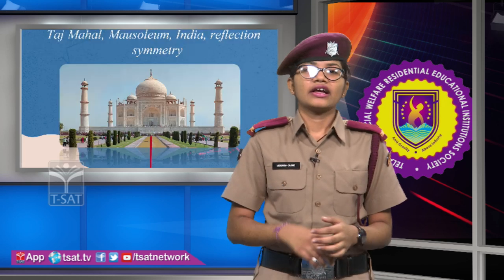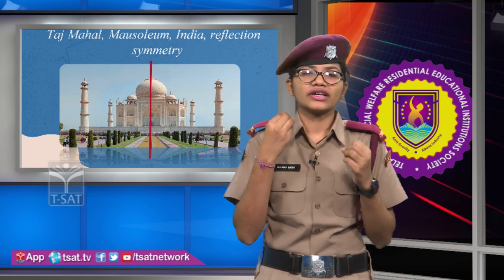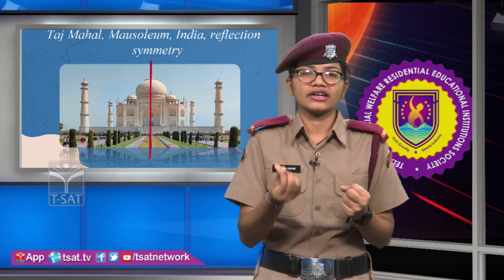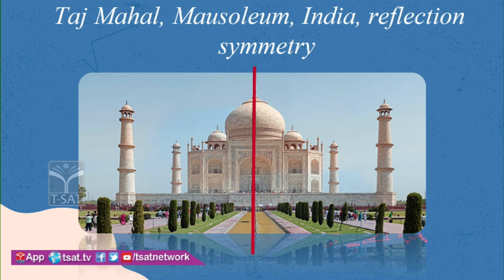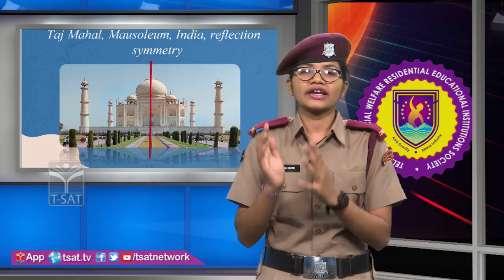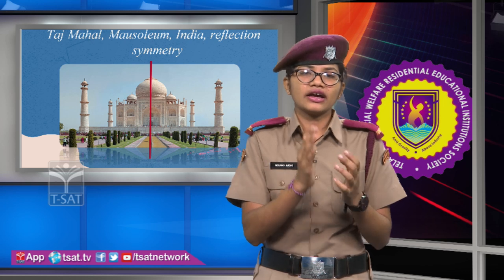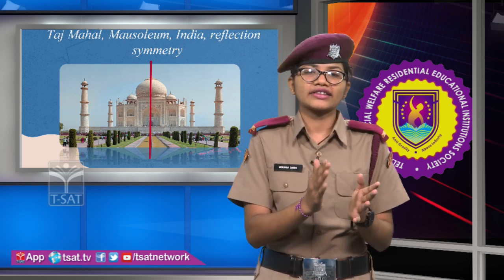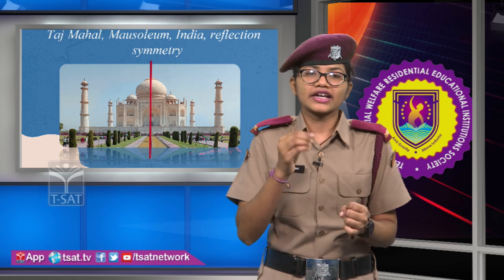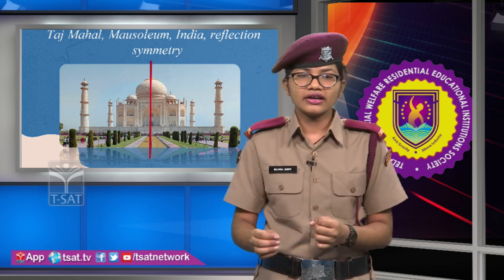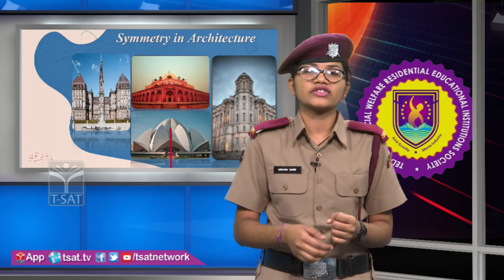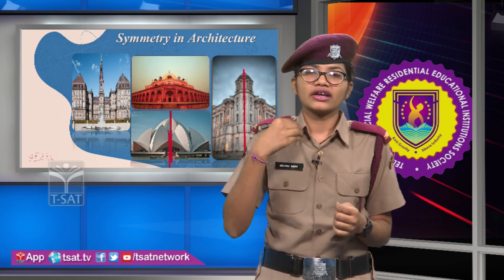Now let's see how Taj Mahal symmetry was influenced by Greek architecture. Here we are seeing the Taj Mahal mausoleum in India, which has reflection symmetry, which means a mirror image is formed in the Taj Mahal. Symmetry is nothing but a mirror image. It is a replica of the same thing. Now let us see some more examples of how symmetry in architecture was formed.